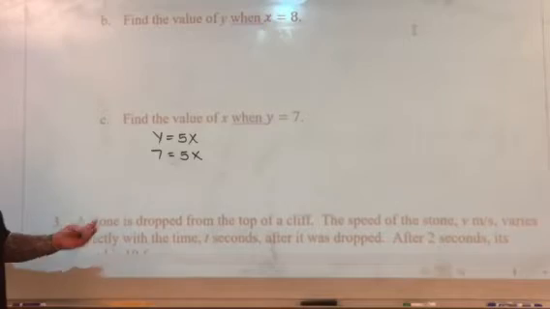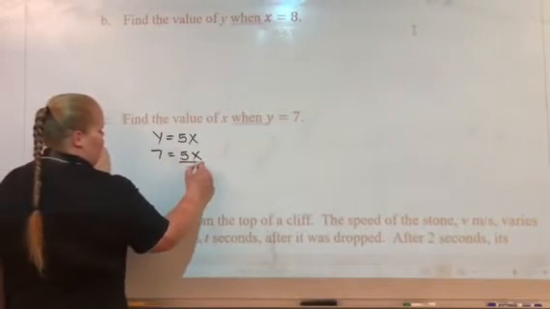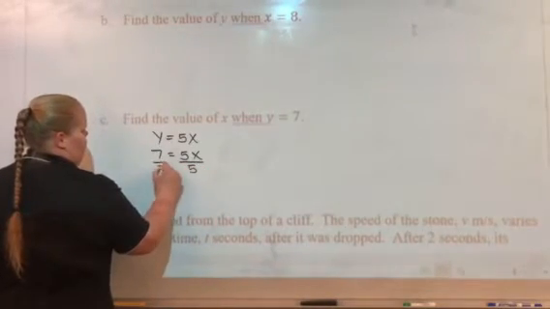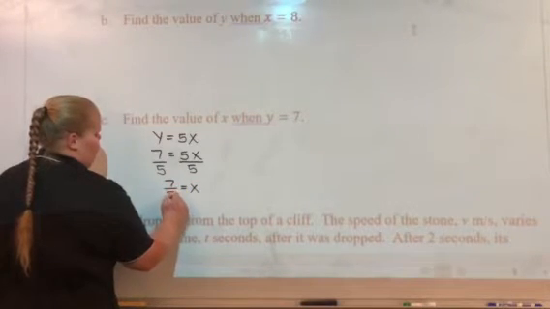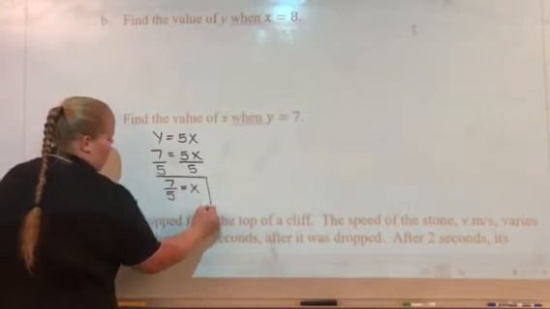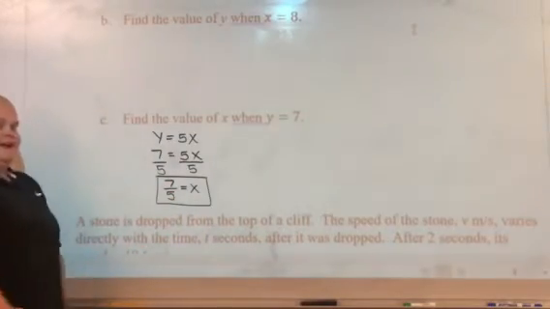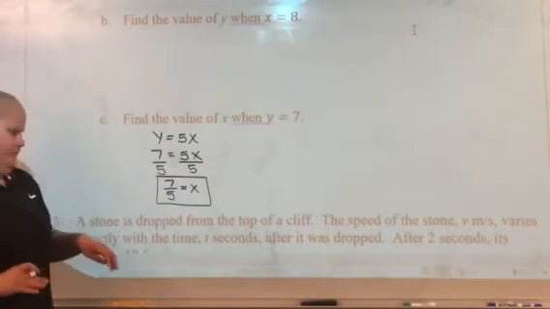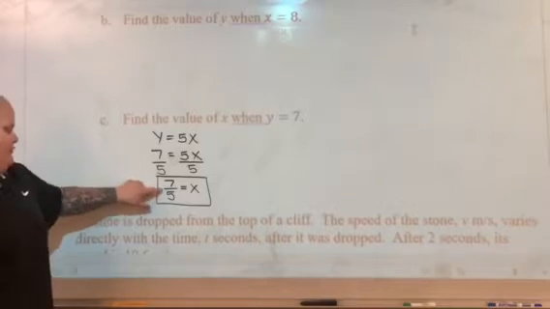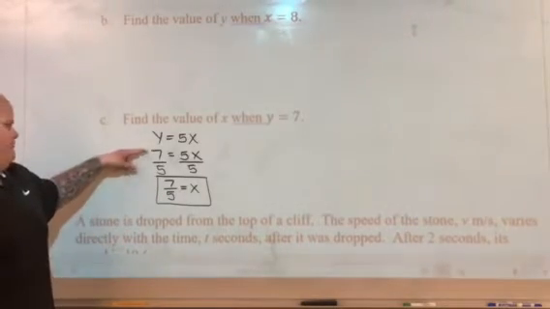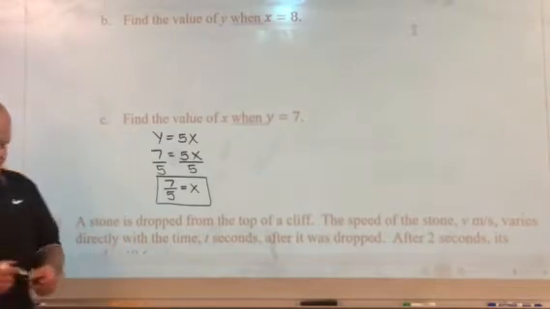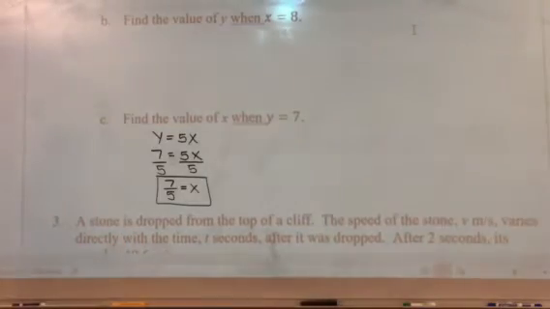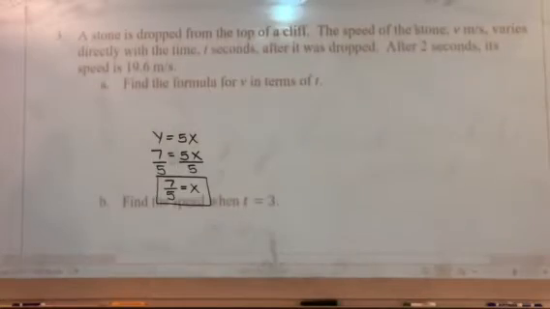So to solve for x, what I'm going to do is divide both sides by 5. And I get x equals 7 over 5. It's okay to get a fraction as an answer. That's a perfectly acceptable answer. 7 over 5 works, right? Because you can't reduce 7 or 5 by any other number. We're going to look at our last example.